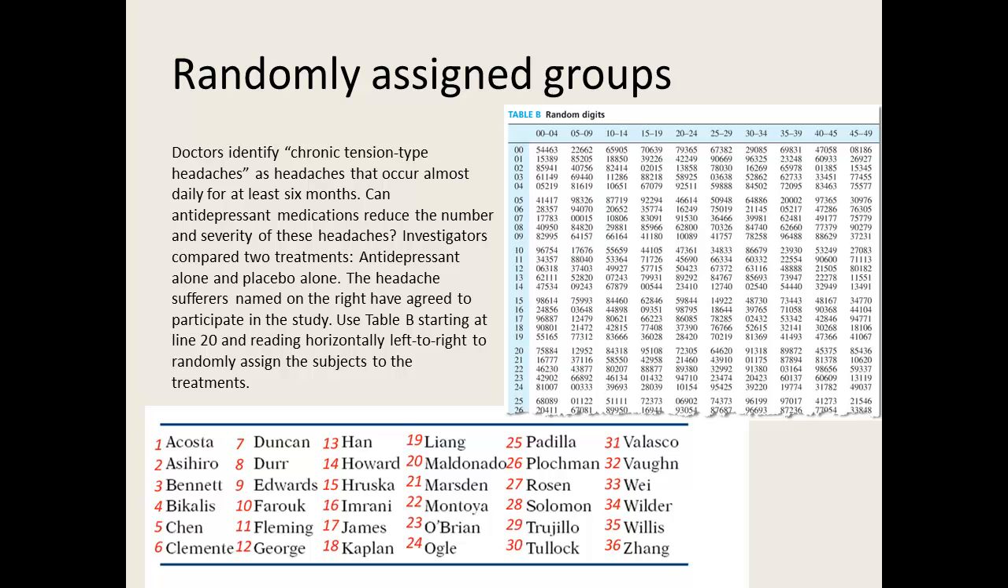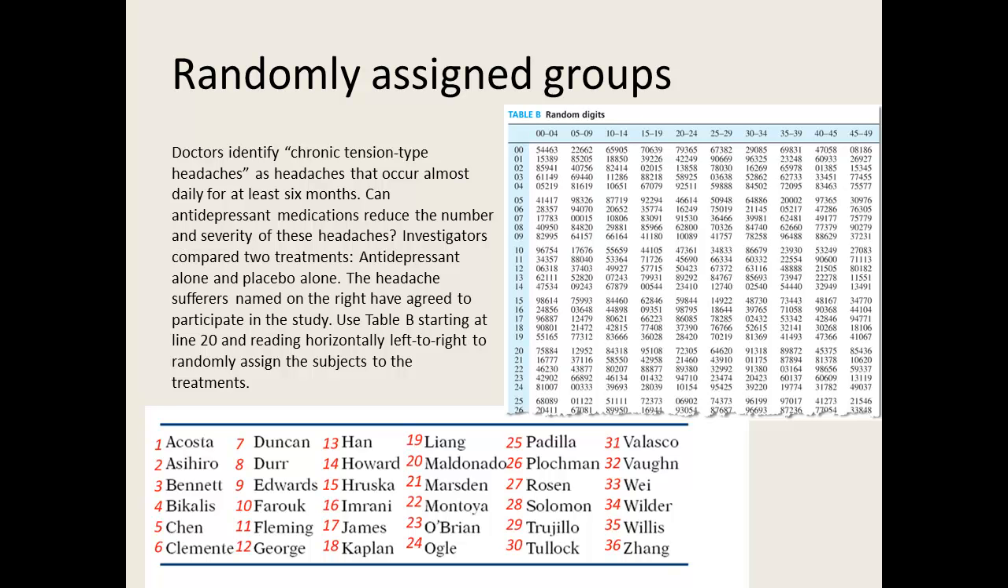Now, use Table B, starting at line 20 and reading horizontally left to right, to randomly assign the subjects to treatments. As Spatz instructs, we can start anywhere on the table and read in any direction. In this sample, though, I've asked you to start on row 20 and read left to right, simply so that we can all end up with the same result. In future assignments, I'll dictate how you select your sample as well, so we can use the same key to compare our answers. In practice, however, you could set your own starting location and direction. As long as you use the table correctly, your resulting sample should be random.